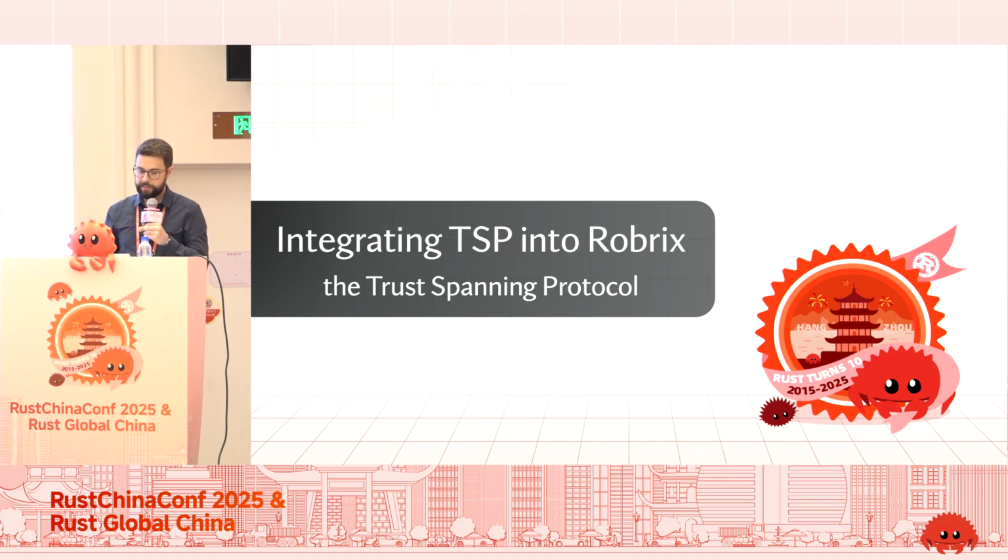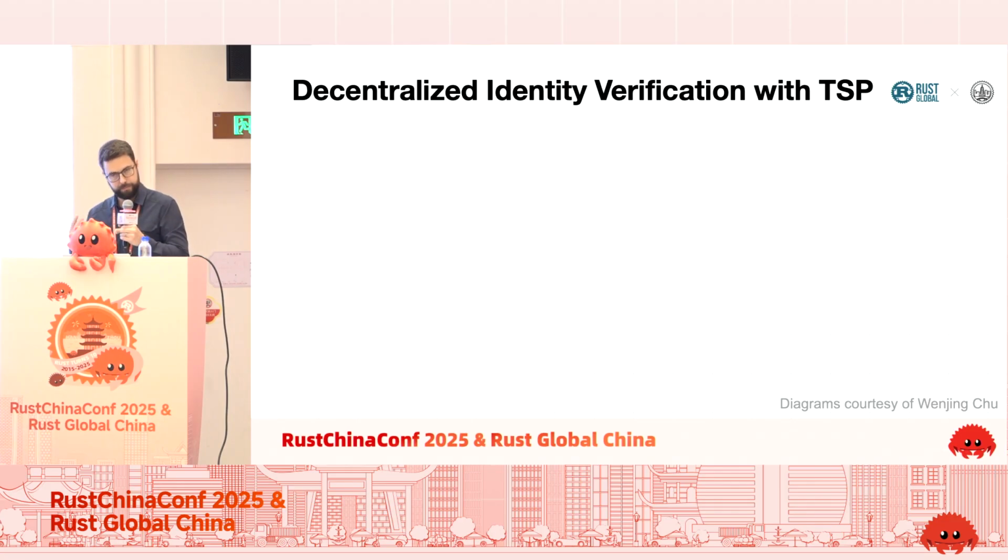And now I want to talk about a different direction, which is something I've been working on for the last 6 weeks, so a relatively new project. This is the integration of the Trust Spanning Protocol into Robrix, and basically running TSP over Matrix as a transport. So I'm sure most everyone is not familiar with TSP. Basically, it's a decentralized identity provider and verification framework and protocol.